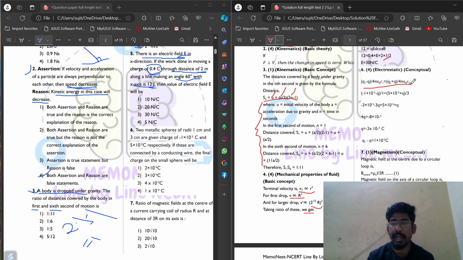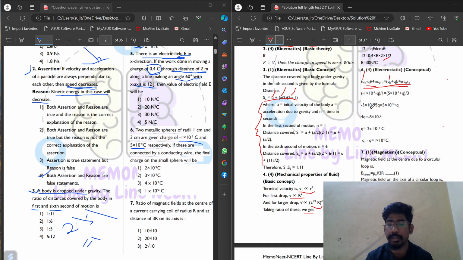Let that charge be small q. Q1 and Q2 are the charges, this is Q1 and this is Q2. So q amount of charge is flowing from one sphere to another. Just put the value in this equation. One is gaining charge, another is losing a certain amount of charge. The amount of charge lost by one sphere will be equal to the amount of charge gained by the other sphere.